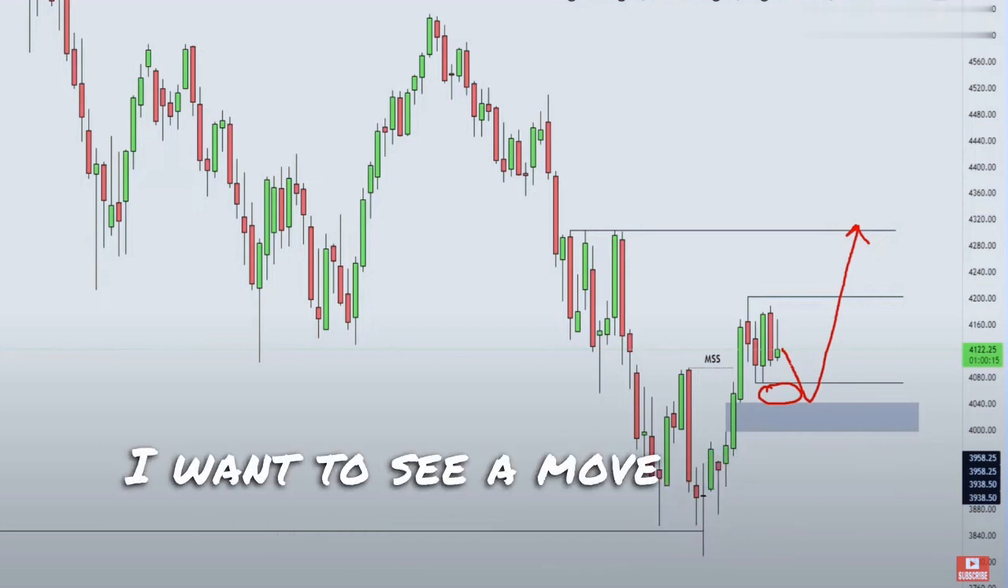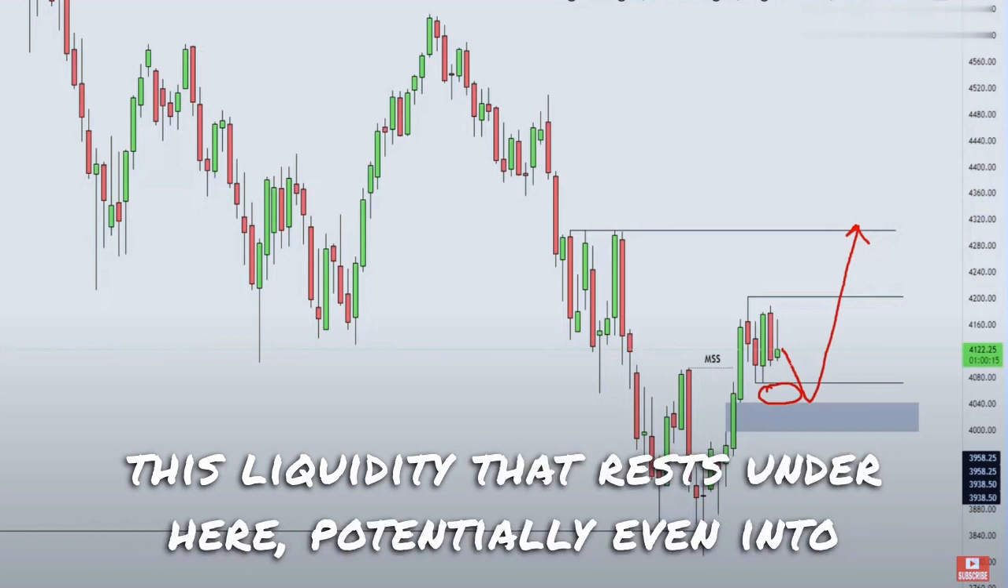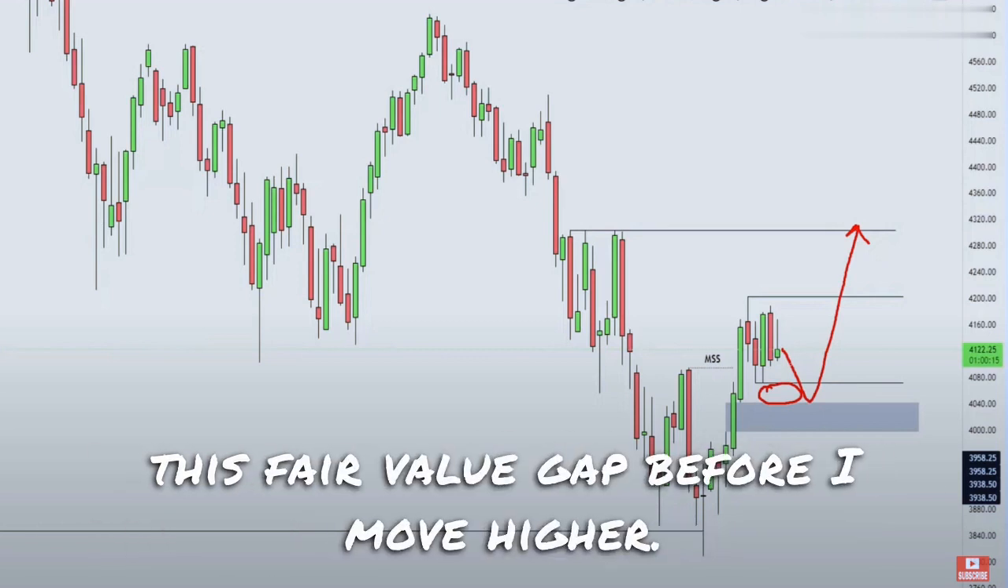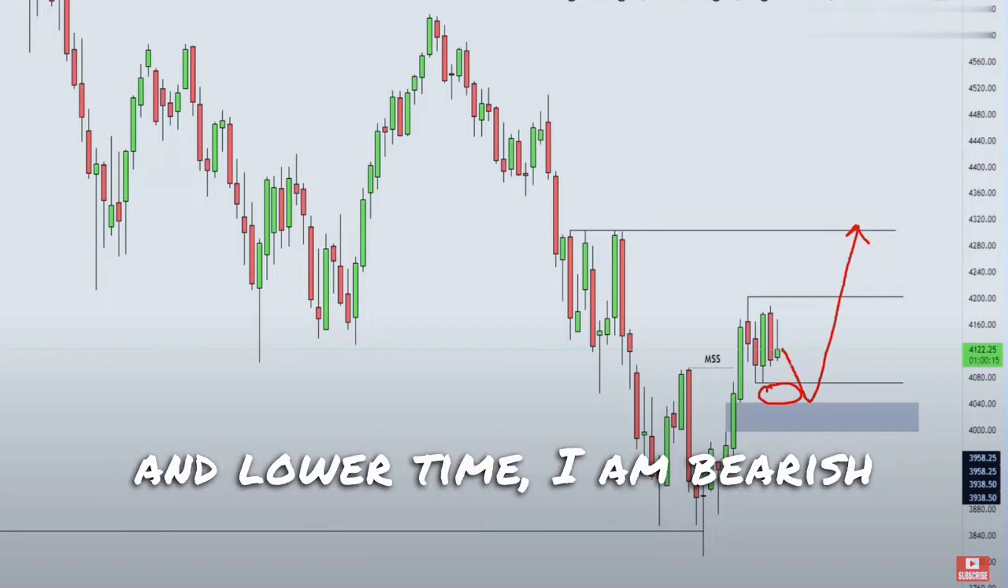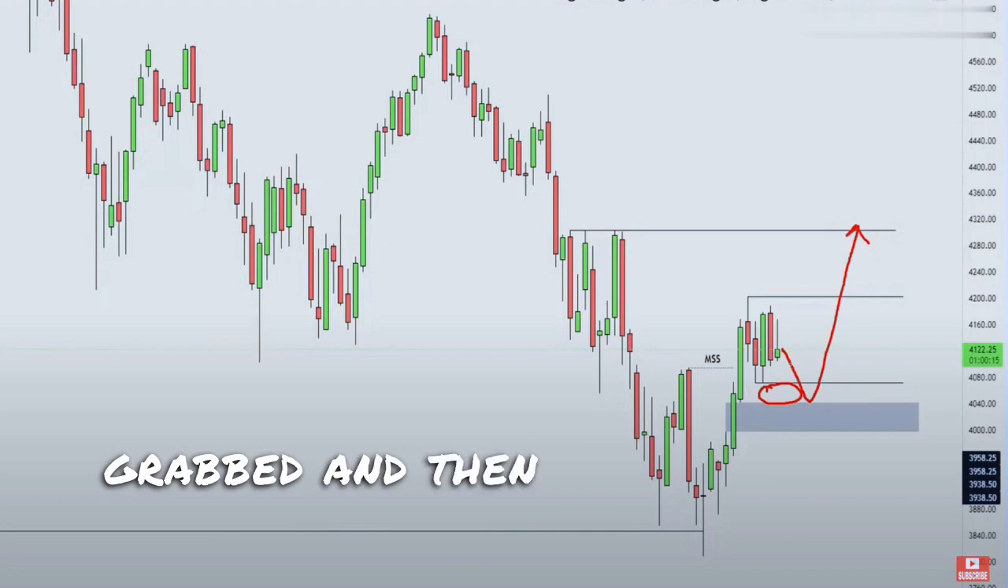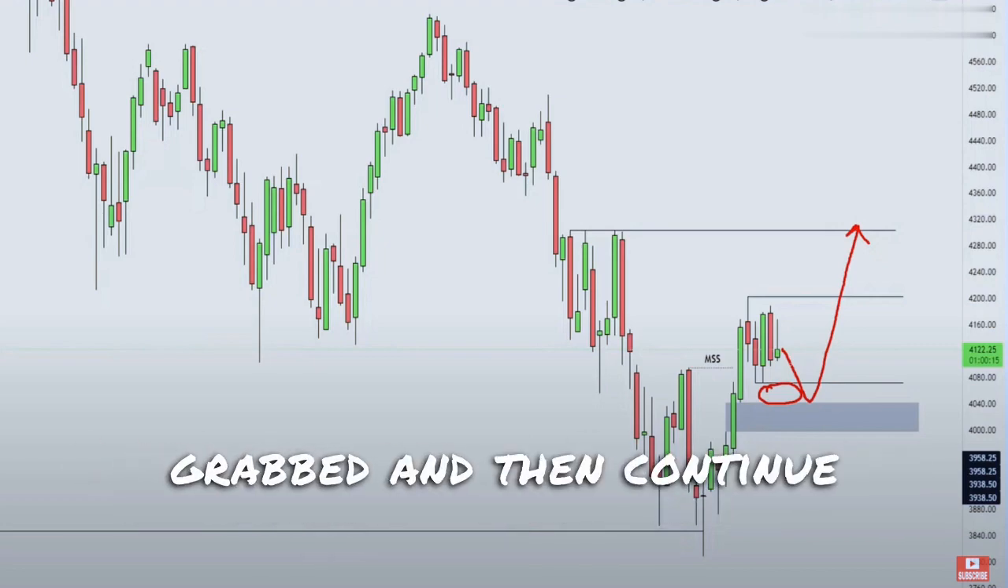I want to see a move down to grab this liquidity that rests under here, potentially even into this fair value gap, before I move higher to take that out on the 1 hour time frame and lower. I am bearish until this liquidity is grabbed and then back to being bullish here. You could just wait until it's grabbed and then continue bullish.